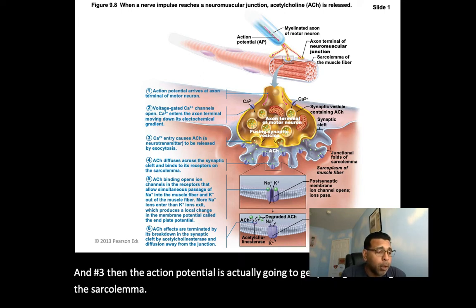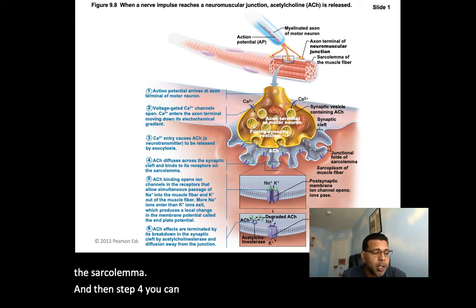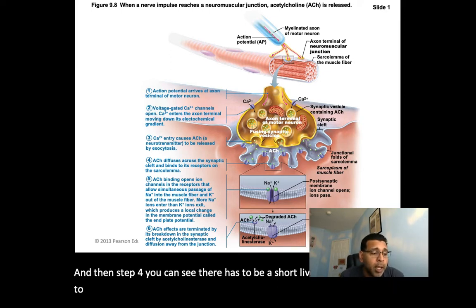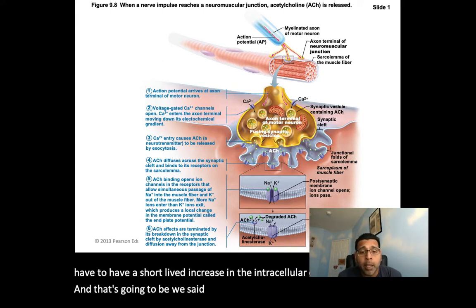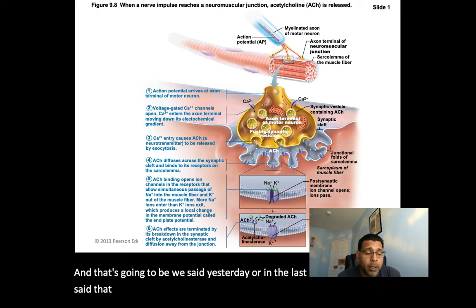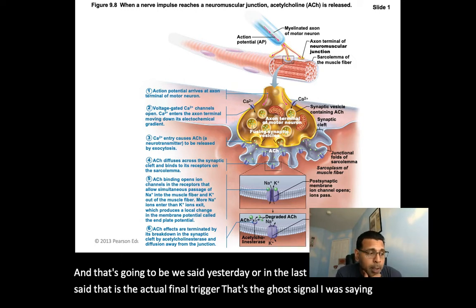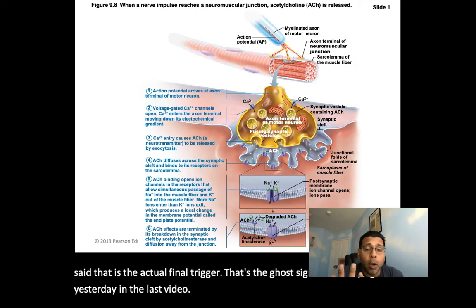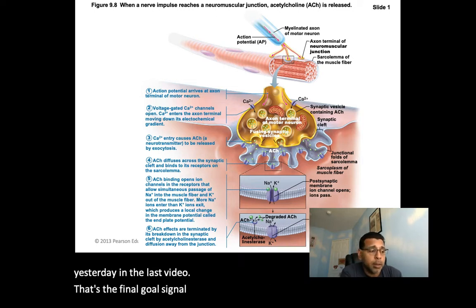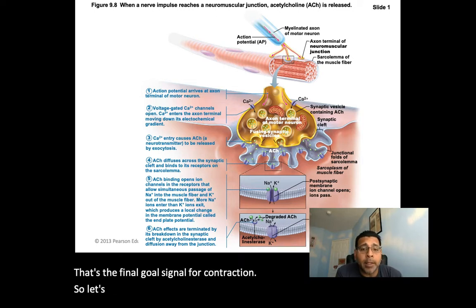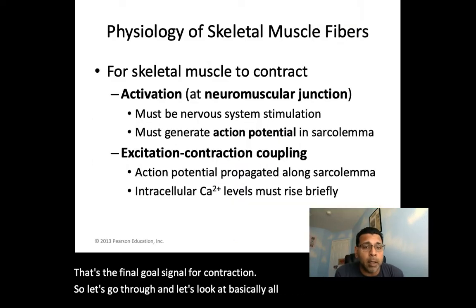And then step four, you can see there has to be a short-lived increase in the intracellular calcium levels. We said in the last lecture video that this is the actual final trigger. That's the go signal I was saying in the last video. That's the final go signal for contraction. So let's go through and look at all these different steps now, one by one.